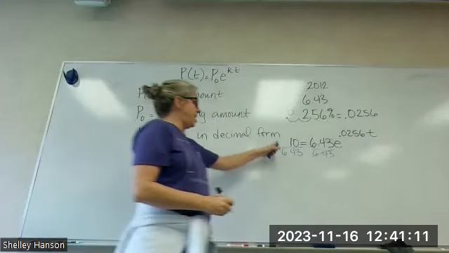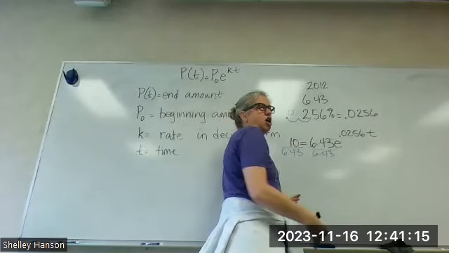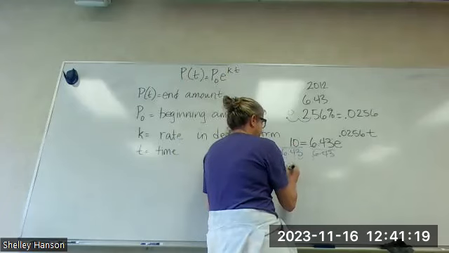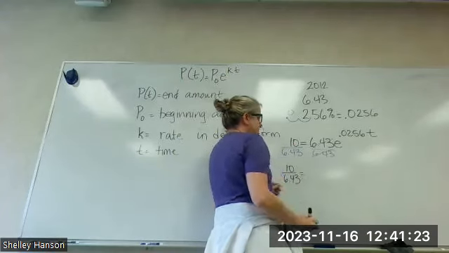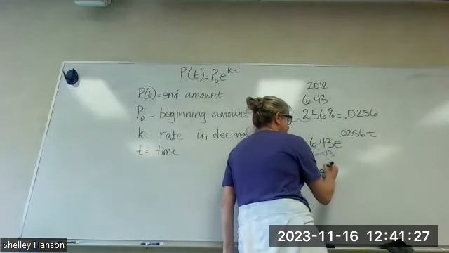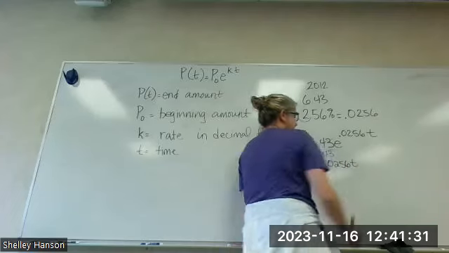So on the left, I'm just going to write all this down and then put it all in my calculator at once at the end. I'm just bringing down the 10 over 6.43 equals, all I have left over here is the e to the 0.0256t.